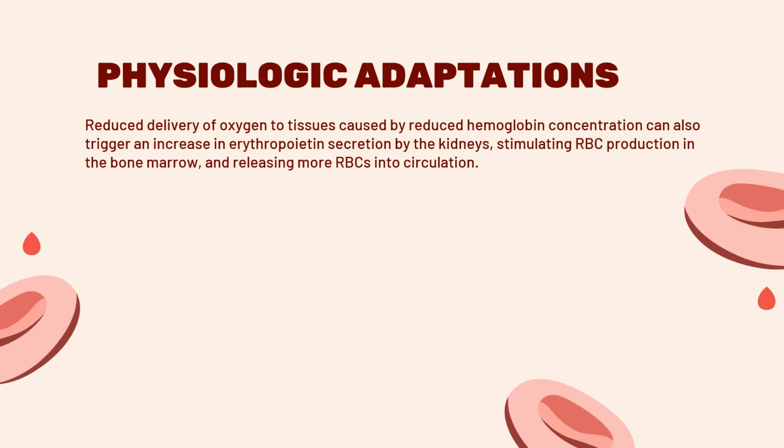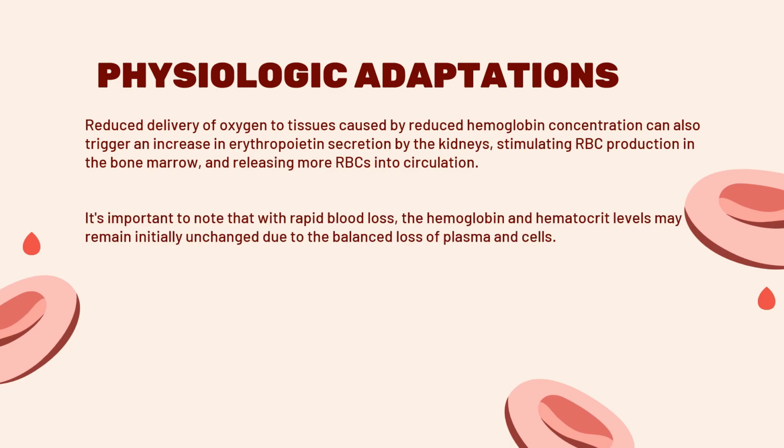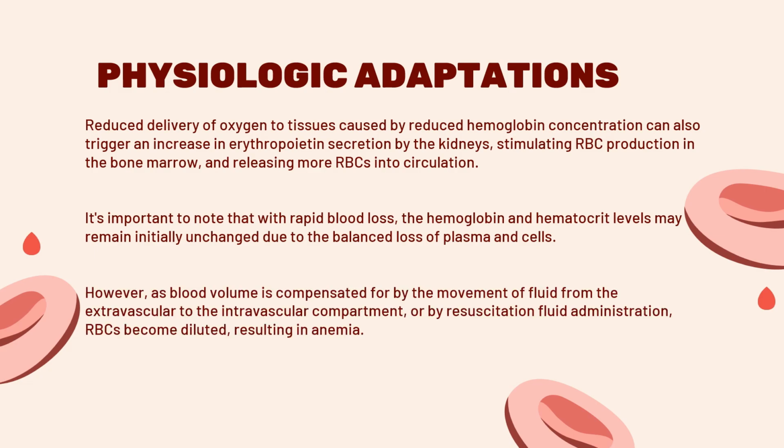Reduced delivery of oxygen to tissues caused by reduced hemoglobin concentration can also trigger an increase in erythropoietin secretion by the kidneys, stimulating RBC production in the bone marrow, and releasing more RBCs into circulation. It's important to note that with rapid blood loss, the hemoglobin and hematocrit levels may remain initially unchanged due to the balanced loss of plasma and cells.